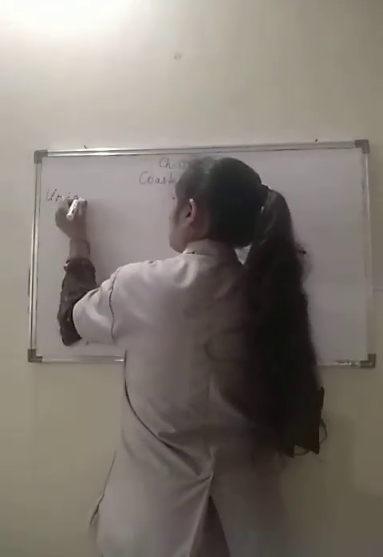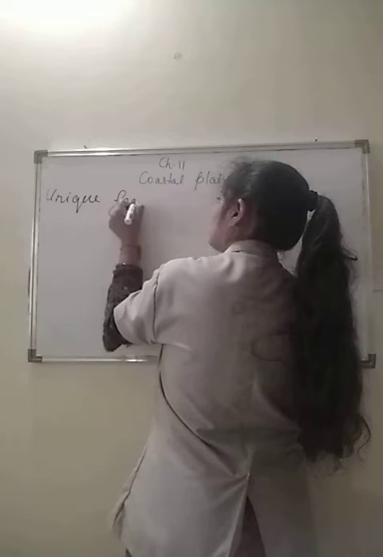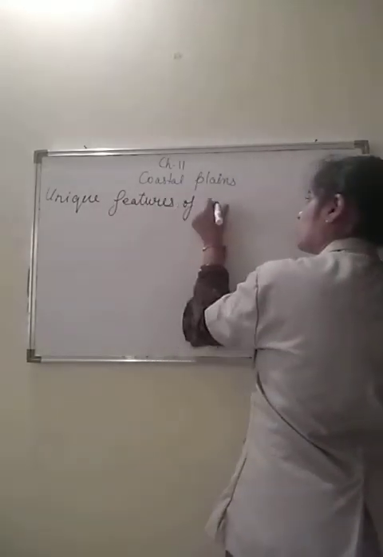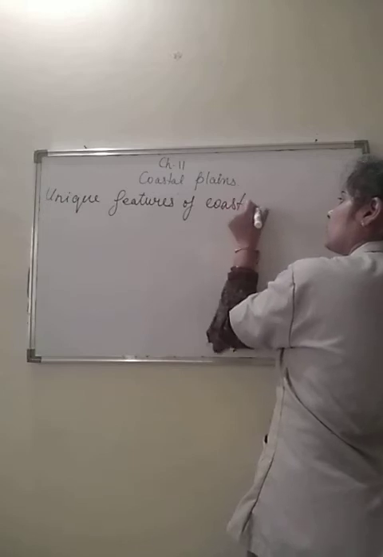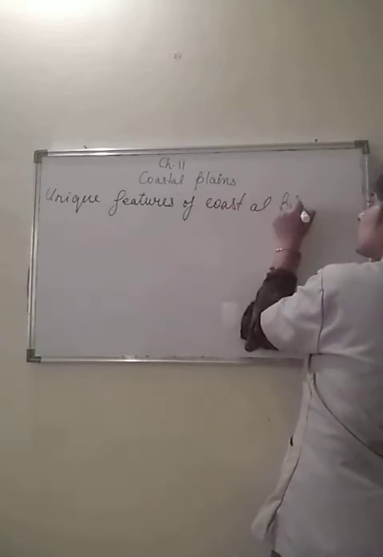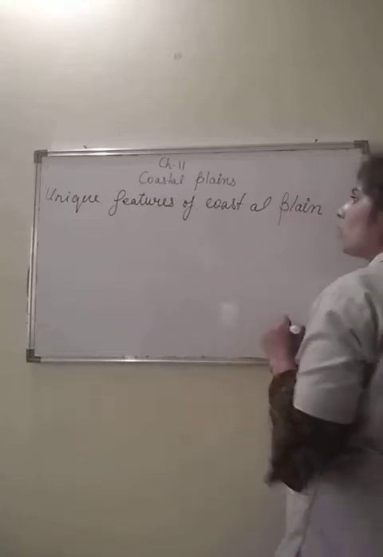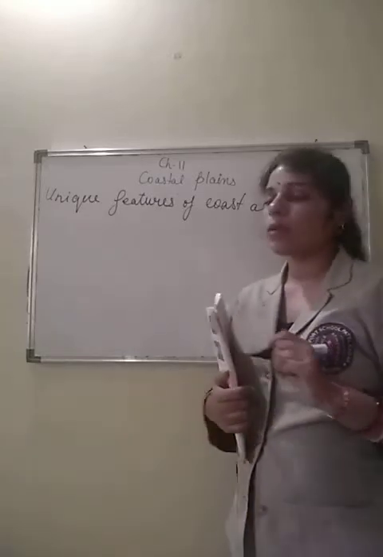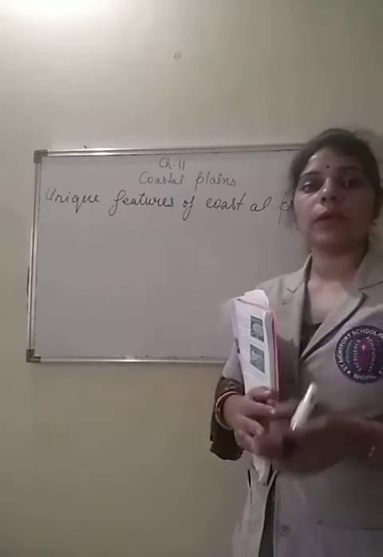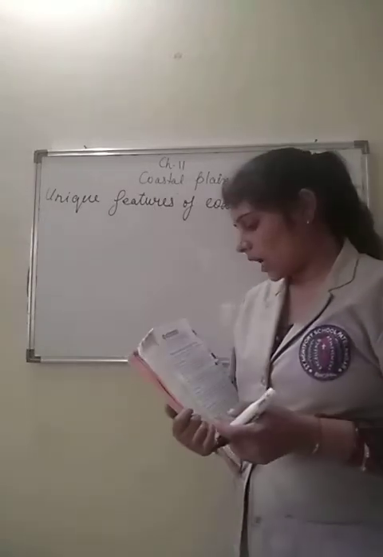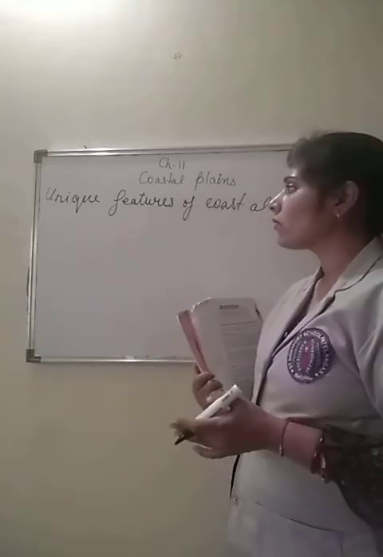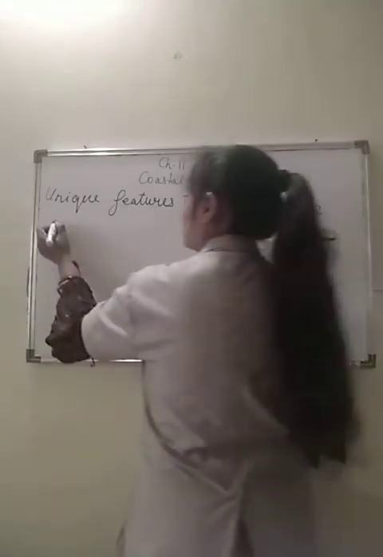So we are writing it here as unique features of coastal plain. What are the unique features of coastal plain? When we are learning this topic, we are going to learn about three important unique features: the natural harbour, the lagoon, and the backwater of Kerala.